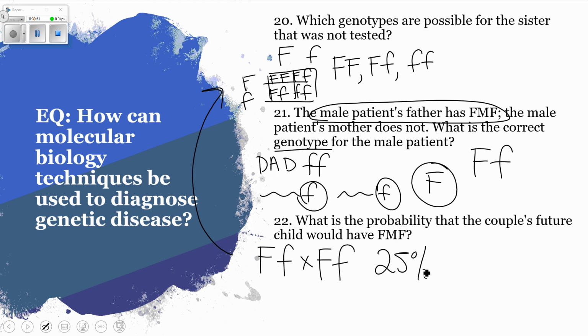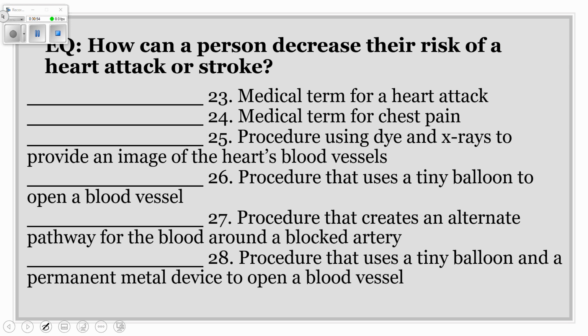The last thing that we're looking at is going to be what you can do for someone in order to reduce their risk of heart attack. This is really just like vocabulary terms. First, the medical term for a heart attack, that's going to be an infarction. So we have myocardial infarction. What do we call it when you have chest pain? That's going to be angina. When you use dye or x-rays to look at the heart, that is going to be an angiogram.